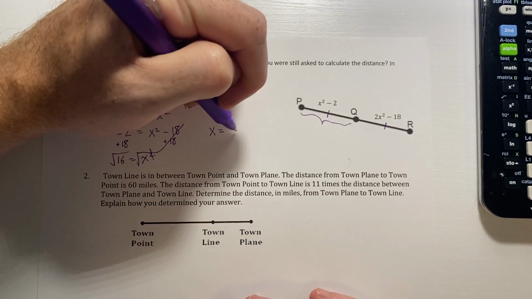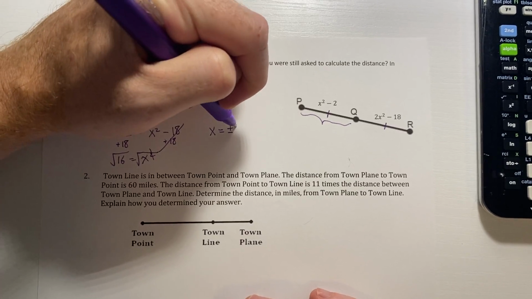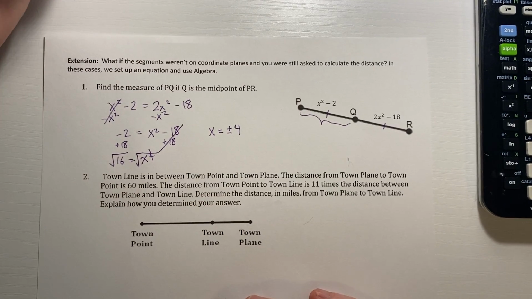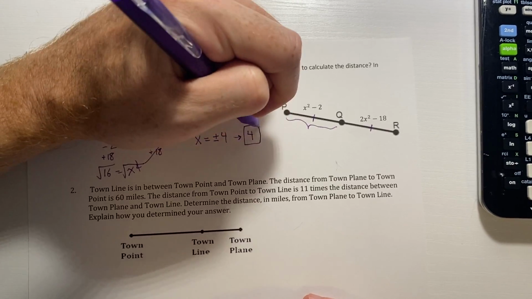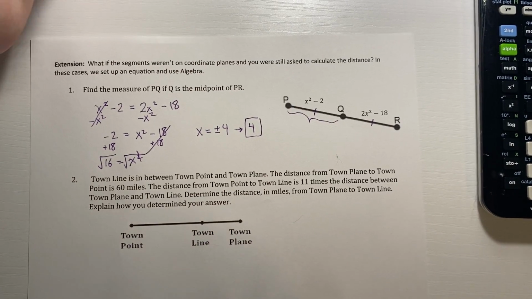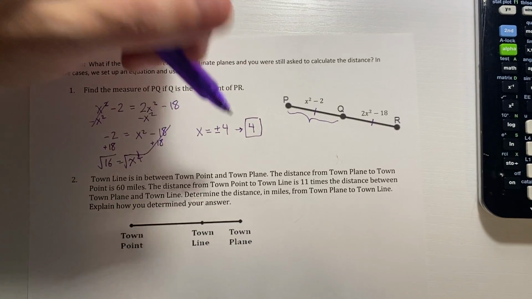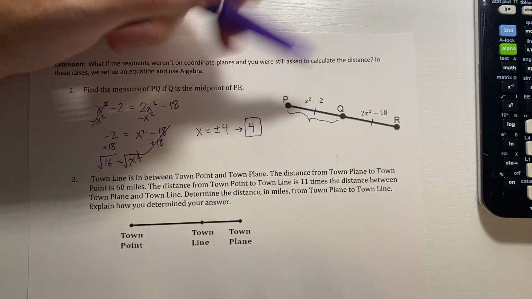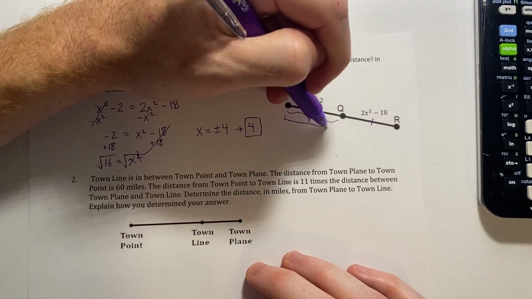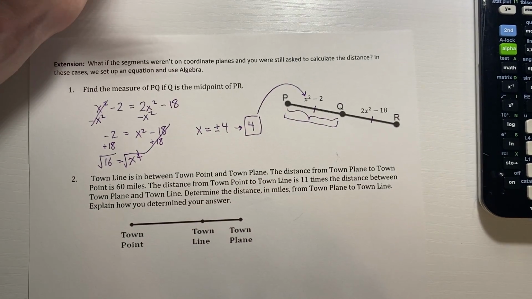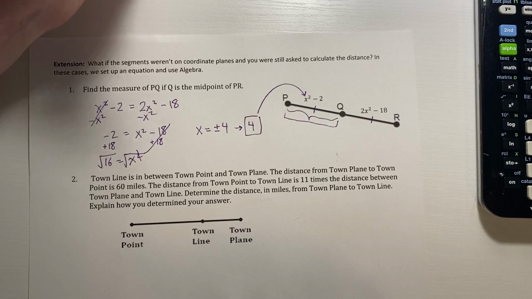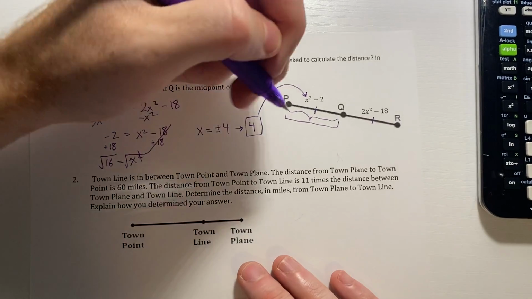We know the square root of 16 is plus or minus 4, but in geometry, when we're talking about distances, it's only the positive distance. You can't walk negative 4 feet. And then lastly, 4 is not my answer because I need to figure out what is this distance right here. So I'm going to take 4, plug it into my x, because that's what x equals, and then solve to figure out the distance of PQ.